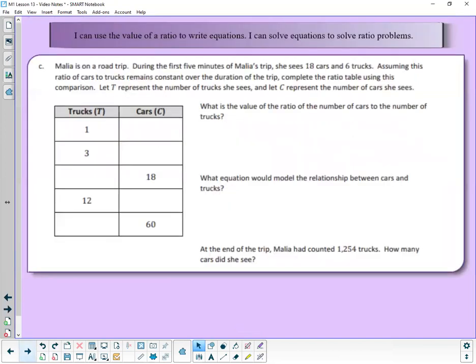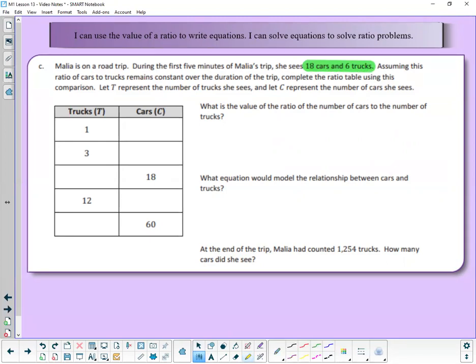All right, let's take a look at this one here. Malia is on a road trip. During the first 5 minutes of Malia's trip, she sees 18 cars and 6 trucks. Assuming this ratio of cars to trucks remains constant over the duration of the trip, complete the ratio table using this comparison. Let T represent the number of trucks she sees and C the number of cars. So let's do this. This is important. She sees 18 cars and 6 trucks.